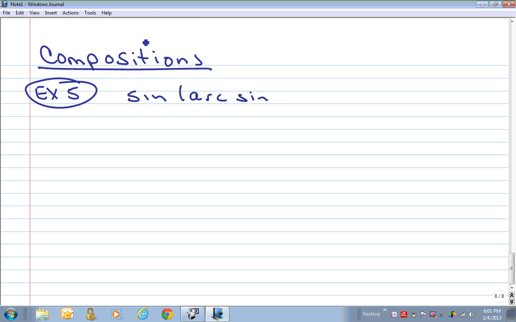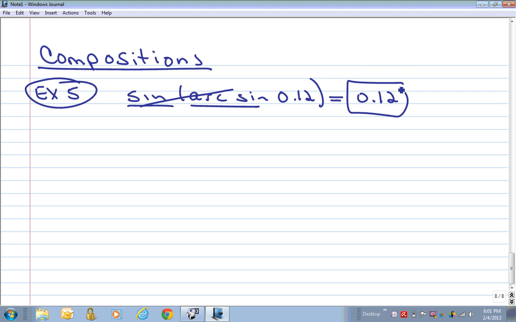All right, sine, arc sine, 0.12. Well, we have a little bit of an issue here. What you need to know is that the inverse sine is undone by the original sine, and we saw this back when we did inverses before. So they kind of undo each other, and it becomes 1. You can think of them as canceling each other out. They really become 1, and 1 times 0.12 would be, in fact, 0.12, and that would be your answer. So I want you to understand that property.